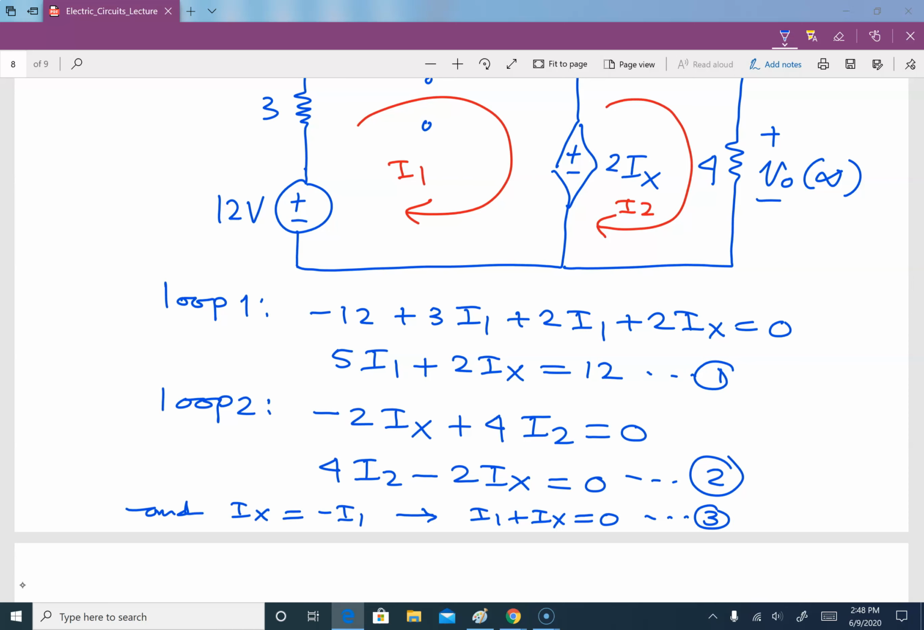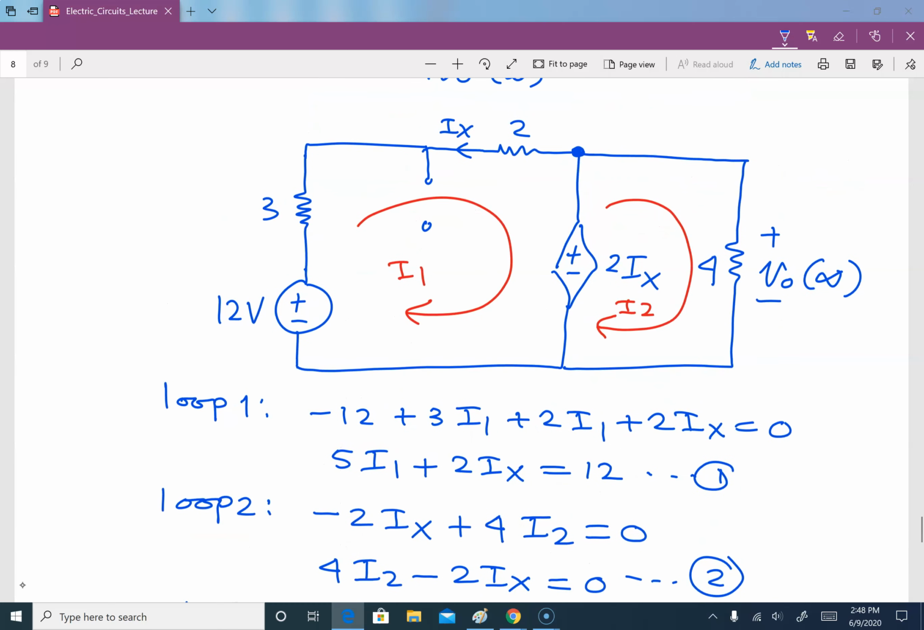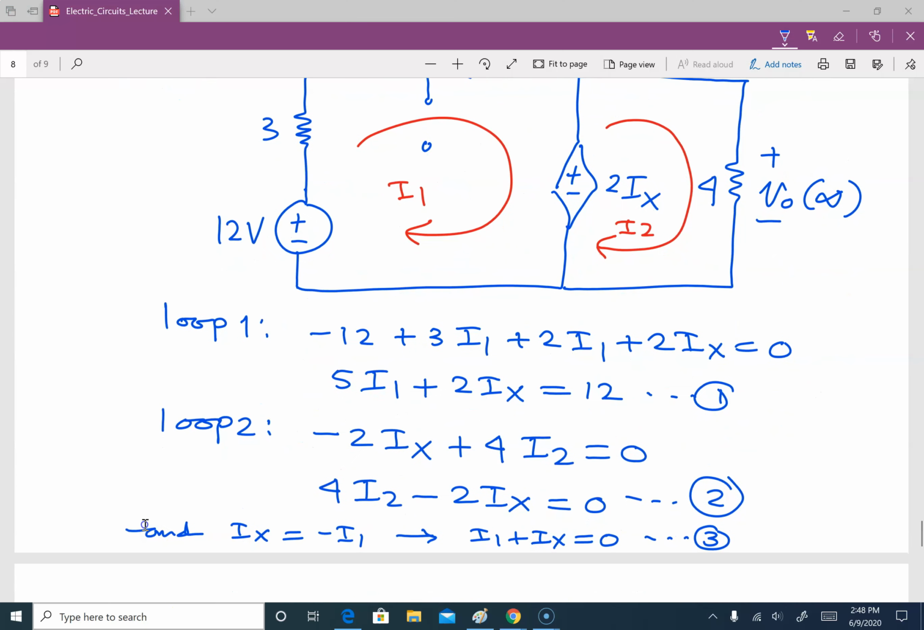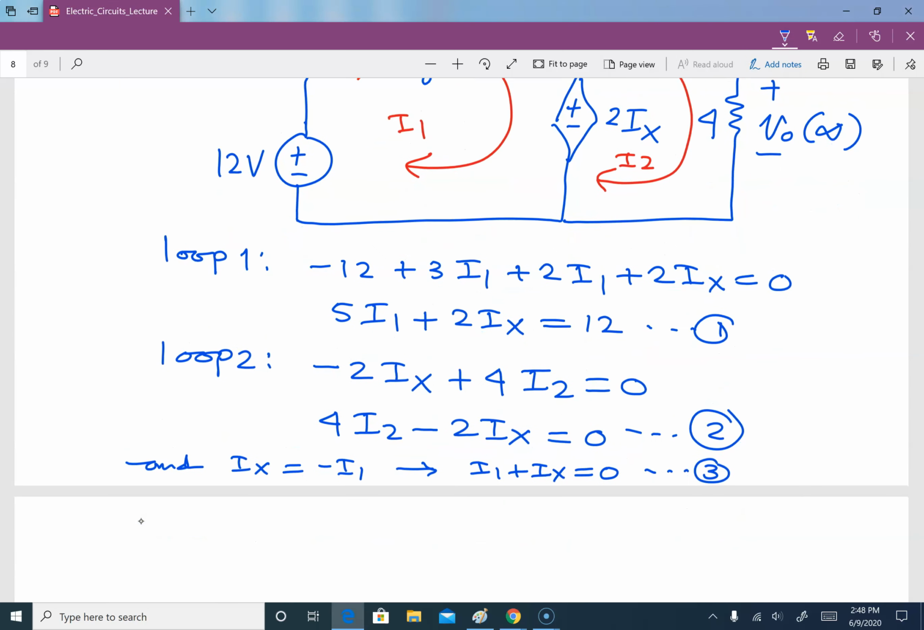So in this case we have 3 equations in 3 unknowns. So we need to find the values for those. From these 3 equations, when you solve them, you are going to get I1 to be 4 ampere, I2 negative 2 ampere, and Ix negative 4 ampere.